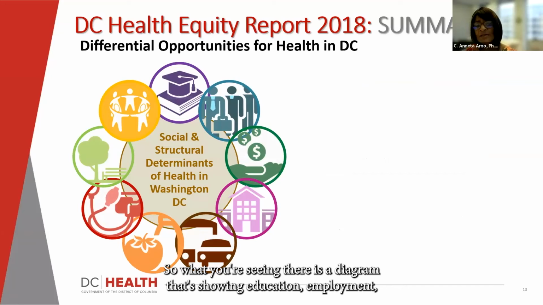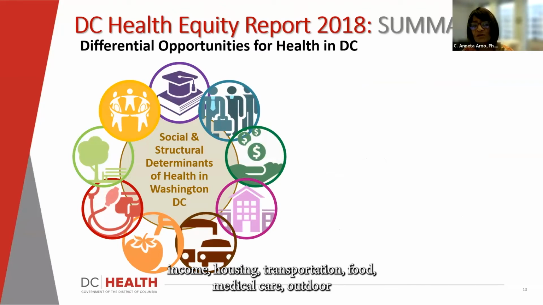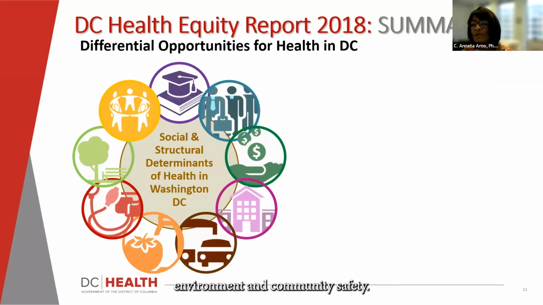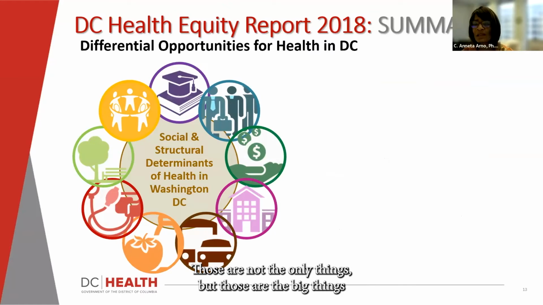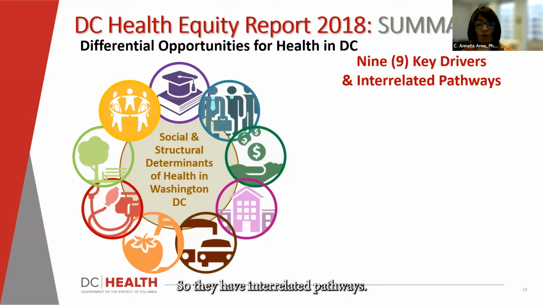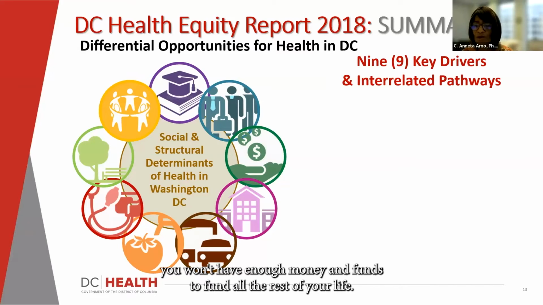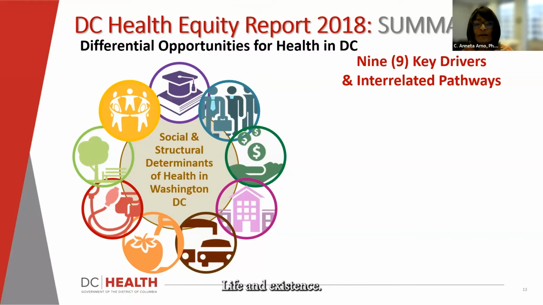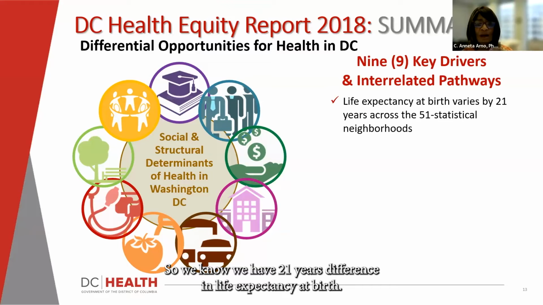So what you're seeing there is a diagram showing education, employment, income, housing, transportation, food, medical care, outdoor environment, and community safety. Those are not the only things, but those are the big things that we know are driving individual and collective outcomes, right? So they have interrelated pathways. For example, if you don't have a good school, you probably won't get a good job. And without a good job, you won't have enough money and funds to fund all the rest of your life and existence, right?